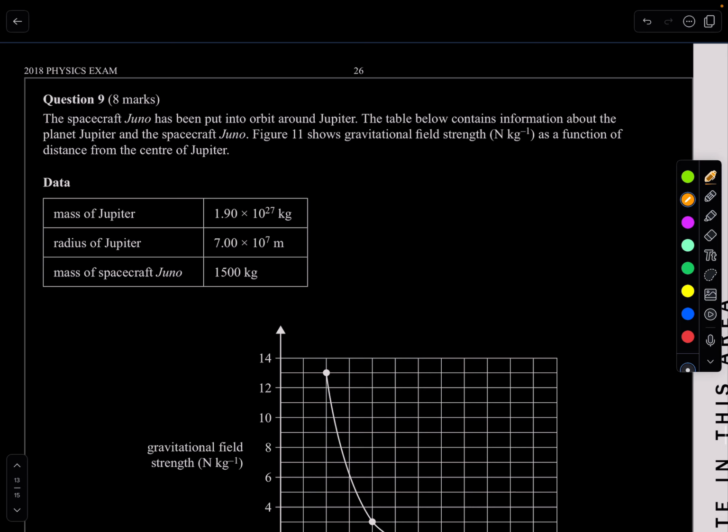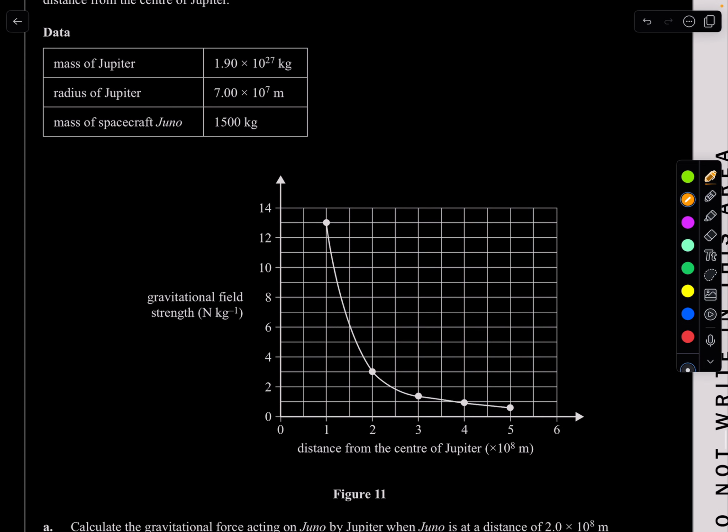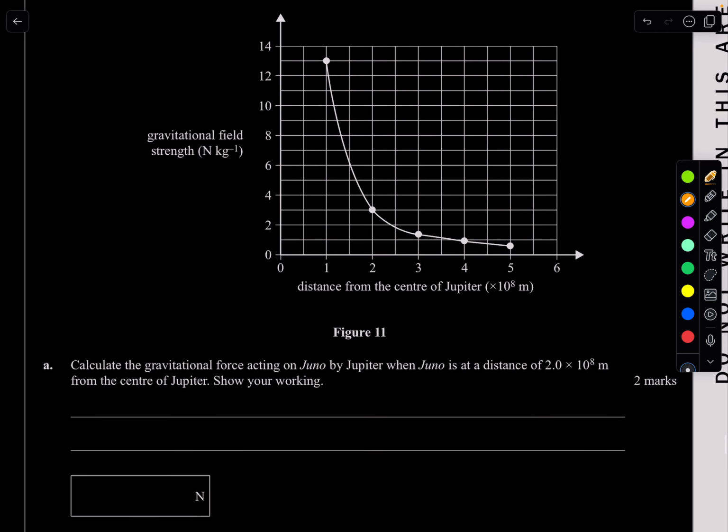Easy. Question 9. This spacecraft Juno has been put into an orbit around Jupiter. The table below contains information about the planet Jupiter and the spacecraft Juno. Figure 11 shows gravitational field strength as a function of distance from the center of Jupiter. So we're also given the mass of Jupiter, the radius of Jupiter, and the mass of the Juno spacecraft. And we're also given the gravitational field strength and the distance from Jupiter.